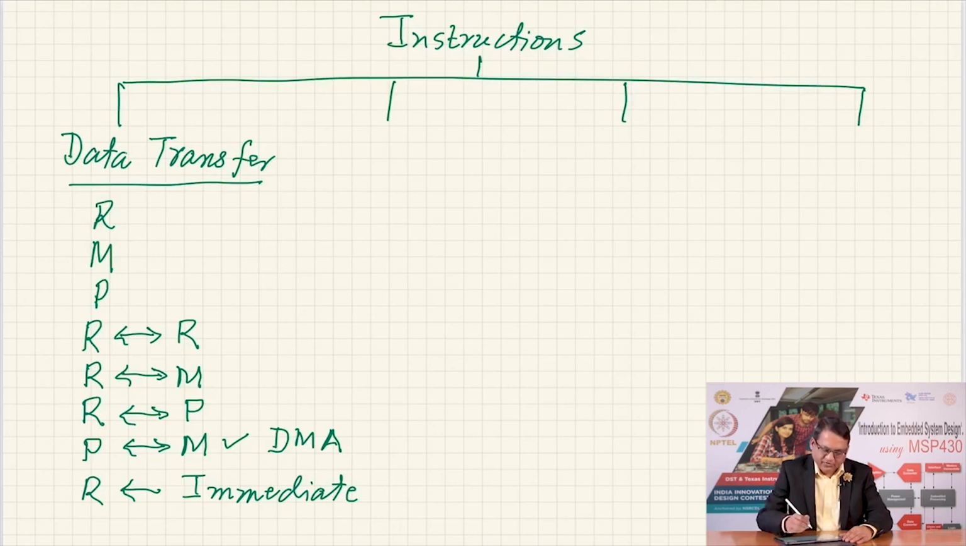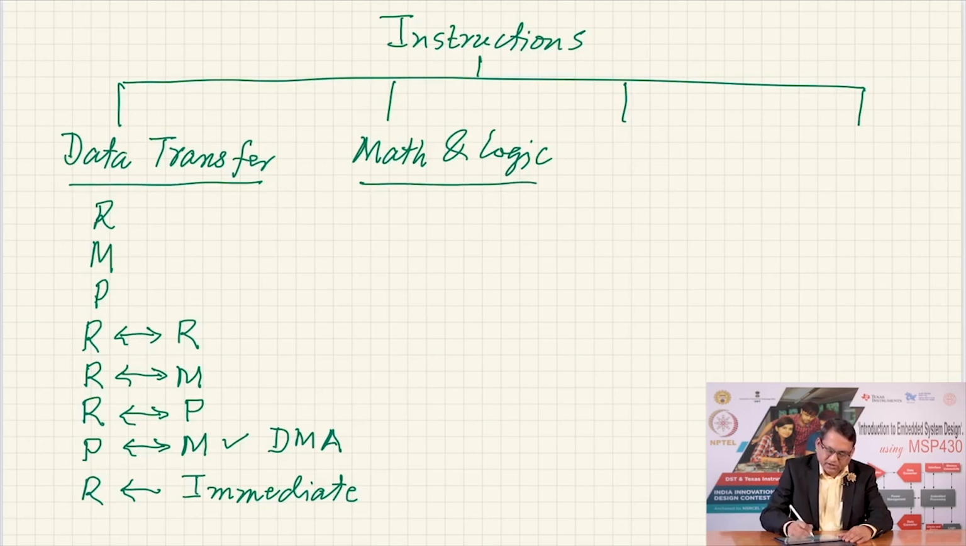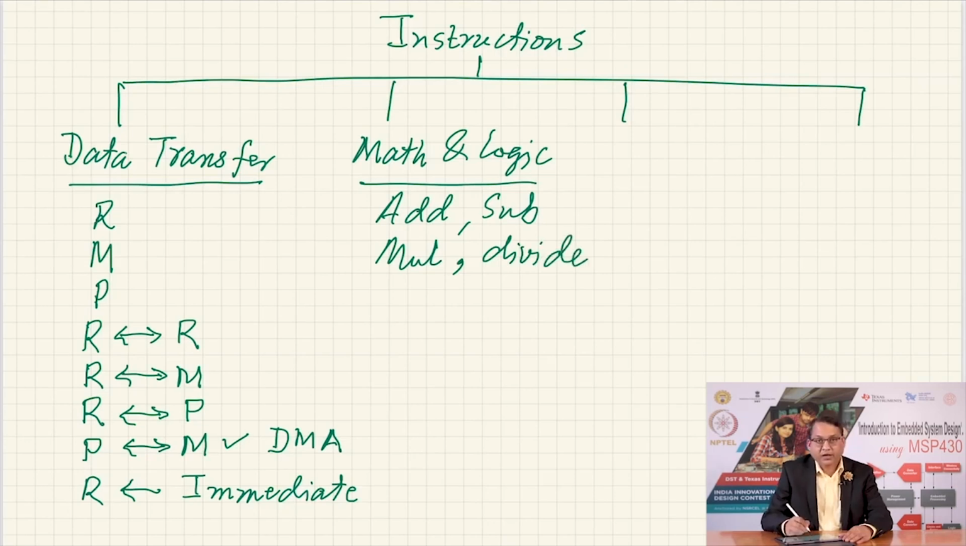Then the other type of instruction would be for what is called math and logic, and this would include instructions such as add, subtract, maybe multiply, divide, bit operations such as AND. So you are going to AND the bits of two operands, or you may want to OR, or other similar logical operations. Then the third type of instructions are what are called branch.